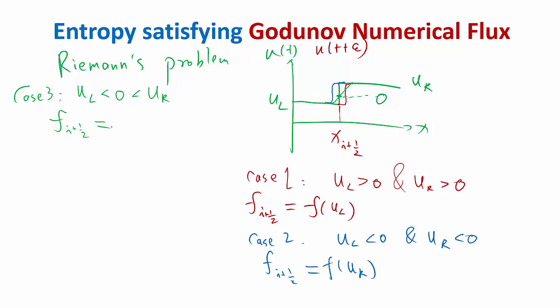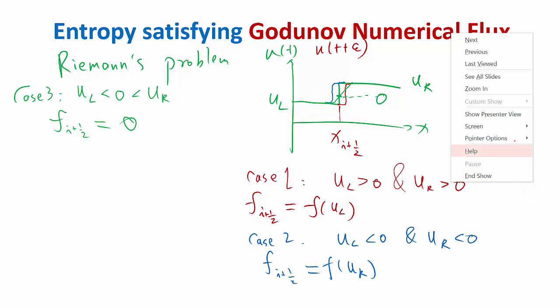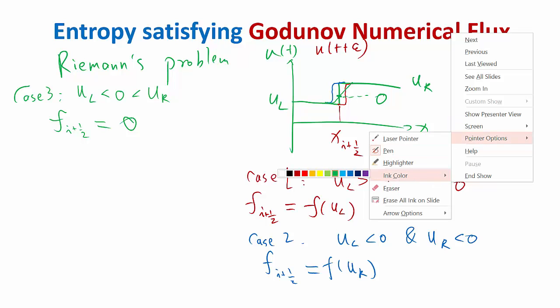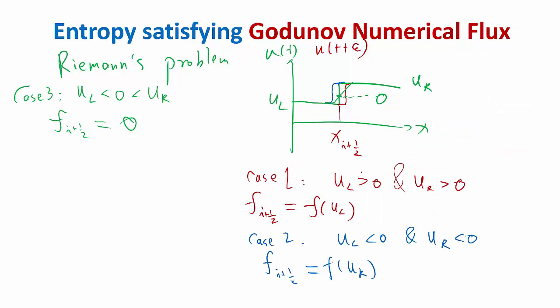Should be what? 0, yes. It's f of 0 is 0. Okay. Any questions on this case? We get to one last case. Any question on this case?